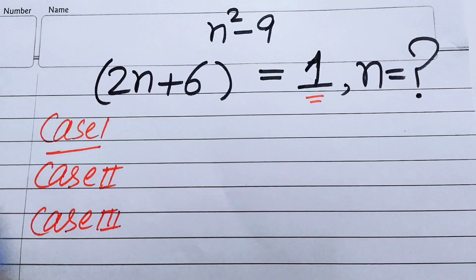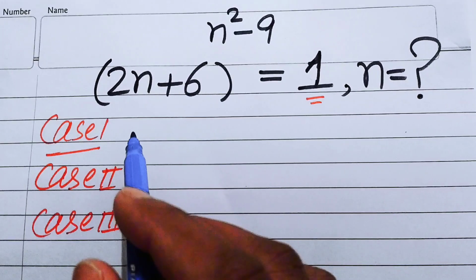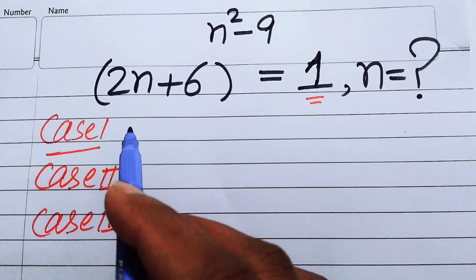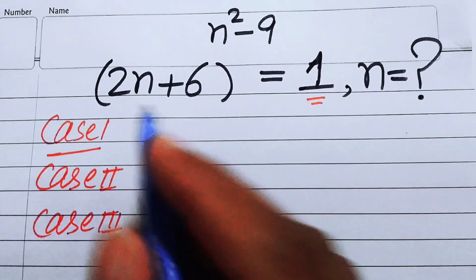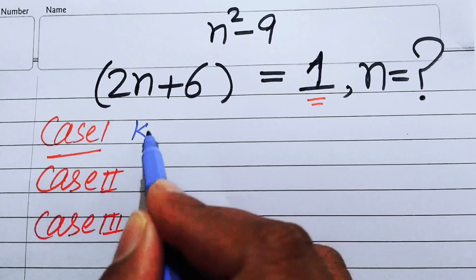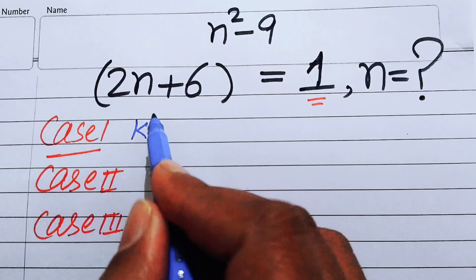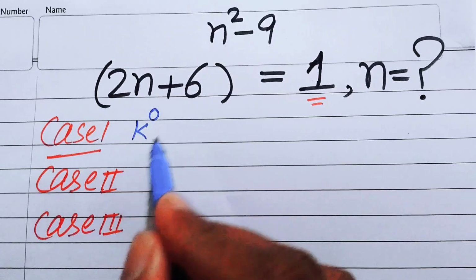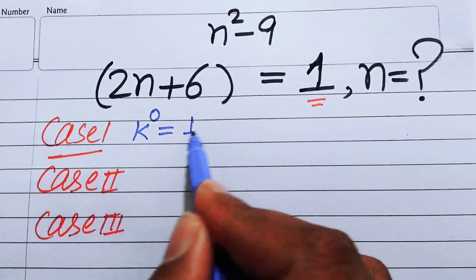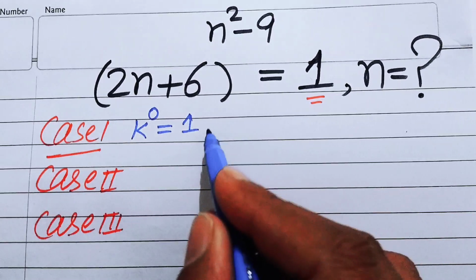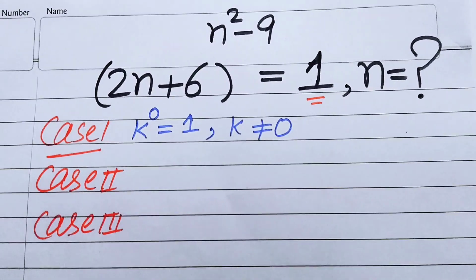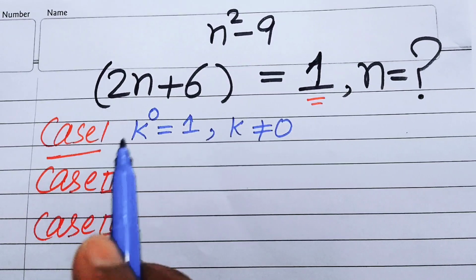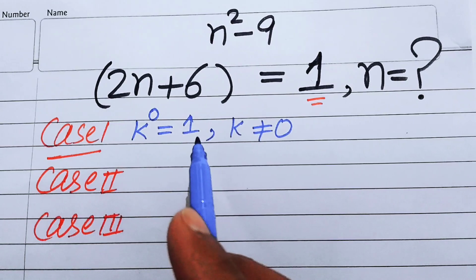So in the first case, I will get an option in which its answer is 1. So it is that if you have some number k and its exponent is 0, it always gives us the value 1. But here the condition is that our k cannot be equal to 0. So this is the first case in which we get the right hand side equal to 1.